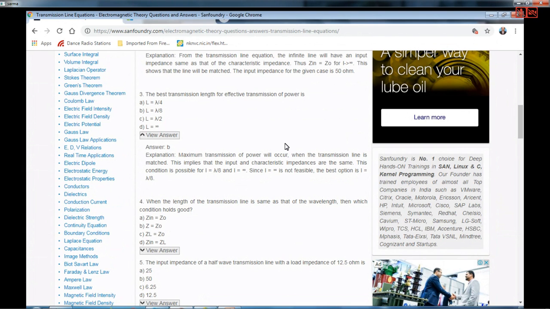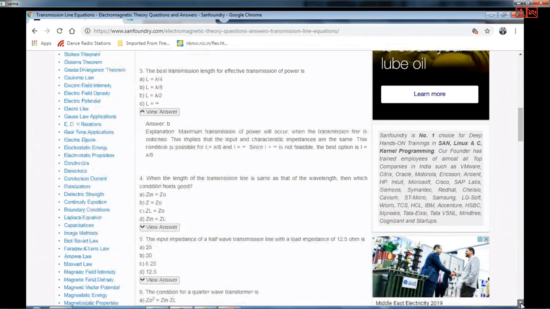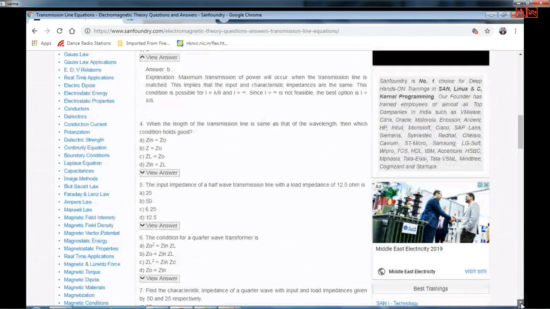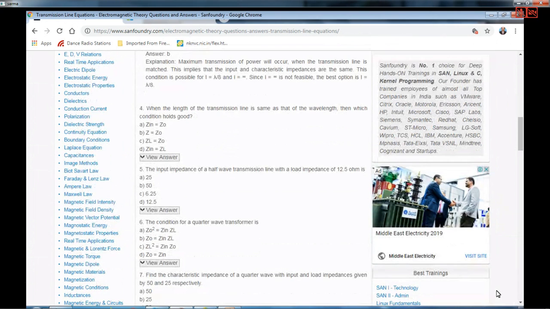Okay. So this is the next one. The length of the transmission line is the same as the wavelength. Then which condition holds good? That means L is equal to lambda. What is that? Zin is equal to Z0? Is it correct? Or Z is equal to Z0? Or ZL is equal to Z0? Or Zin is equal to ZL?